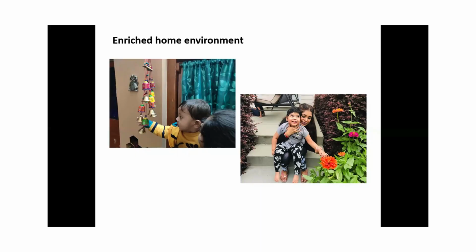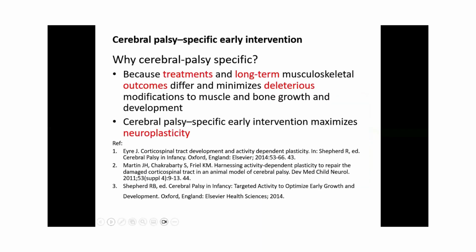Next slide, please. So why is cerebral palsy specific? Why do we give physiotherapy treatment? Because treatments and long-term musculoskeletal outcomes differ, and it minimizes deleterious modifications to muscle and bone growth and development.